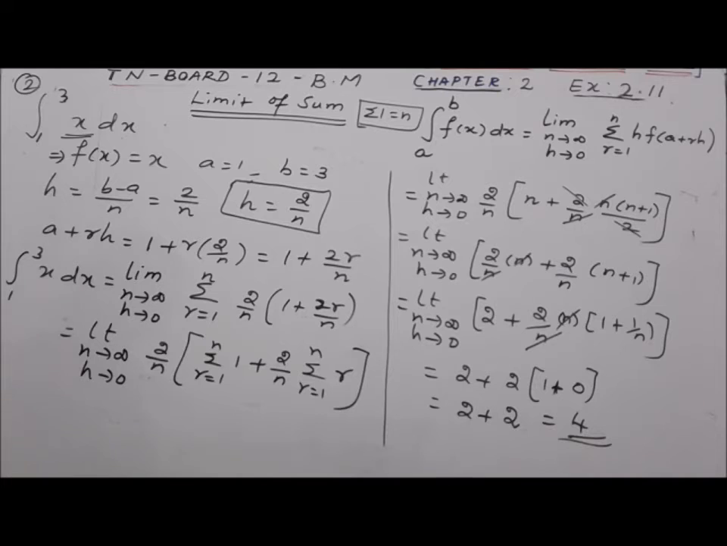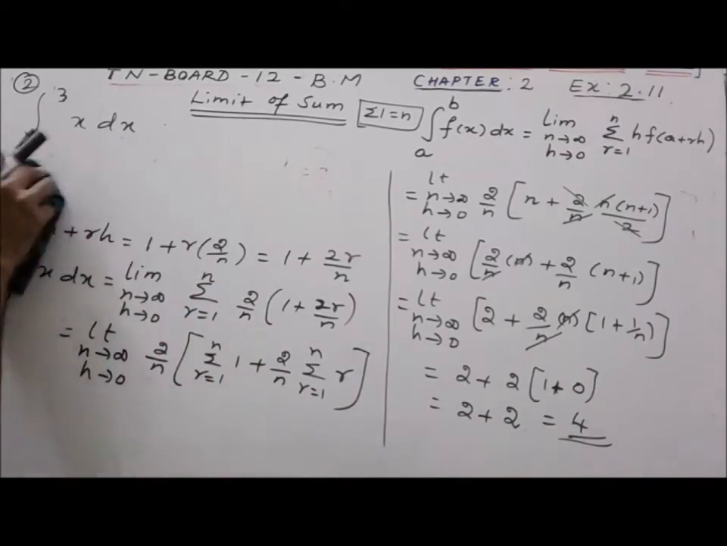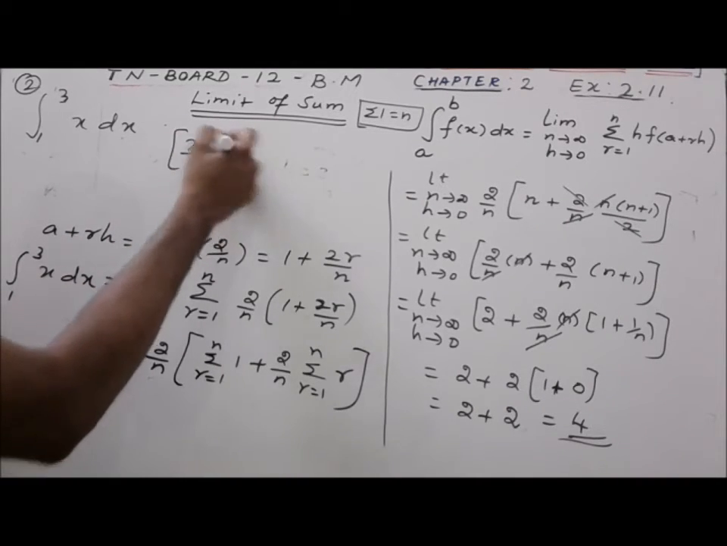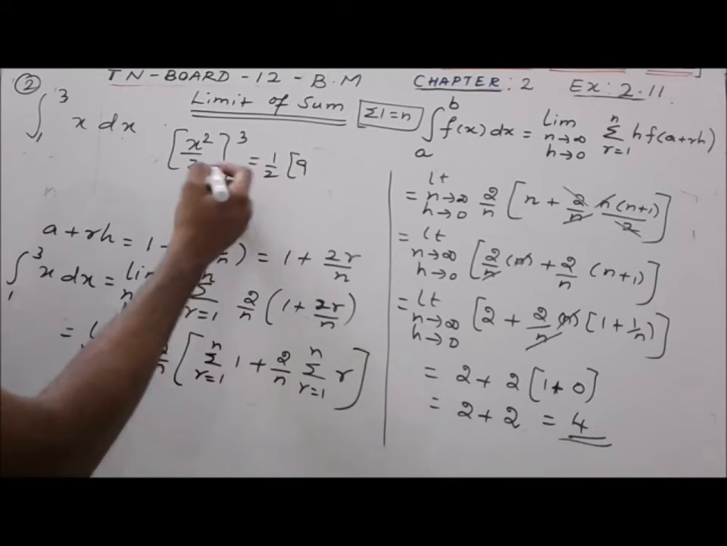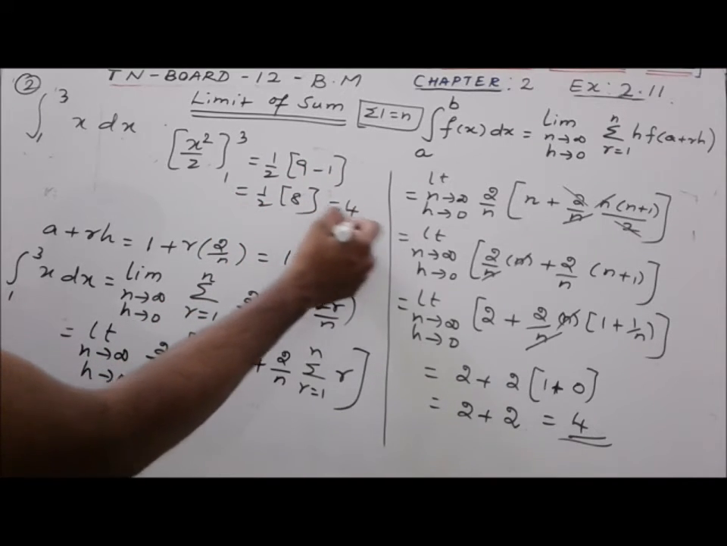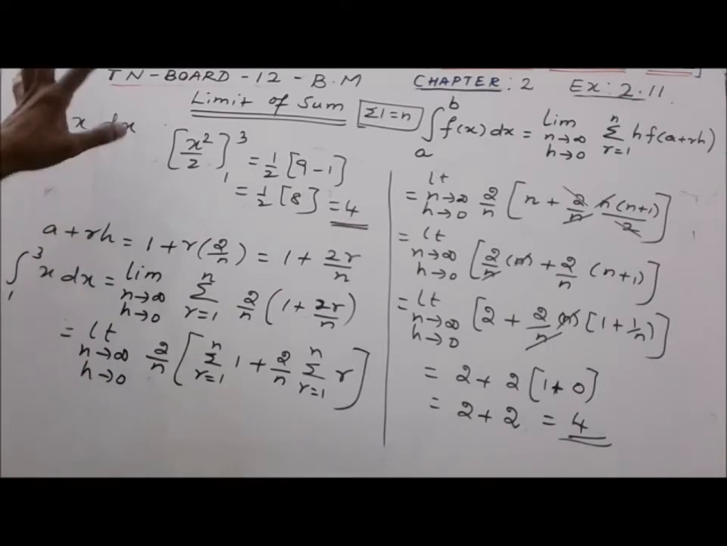We can check your answers by doing the actual method. The actual method is integrating: integral of x dx is x square by 2. The upper and lower limits are 1 to 3. Now substitute here 1 by 2 into 3 square 9 minus 1 square 1. So 1 by 2 into 8 equal to 4. So they both are equal answers. So integral 1 to 3 x dx is equal to 4. As limit of sum is given, we should proceed in this way. If we do it in another way, we will not get the mark.